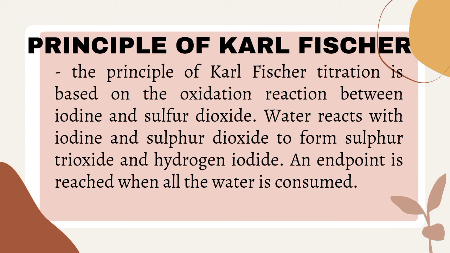The principle of Karl Fischer titration is based on the oxidation reaction between iodine and sulfur dioxide. Water reacts with iodine and sulfur dioxide to form sulfur trioxide and hydrogen iodide. The endpoint is reached when all the water is consumed.